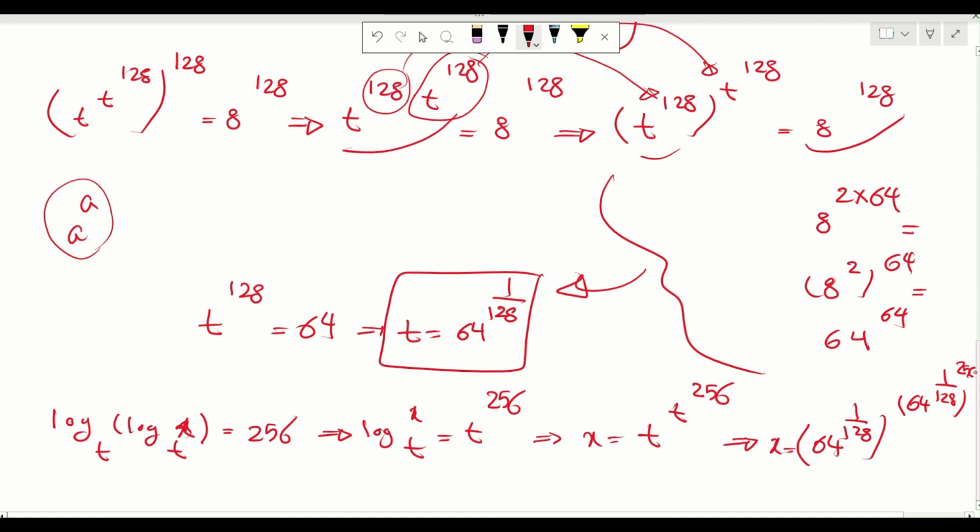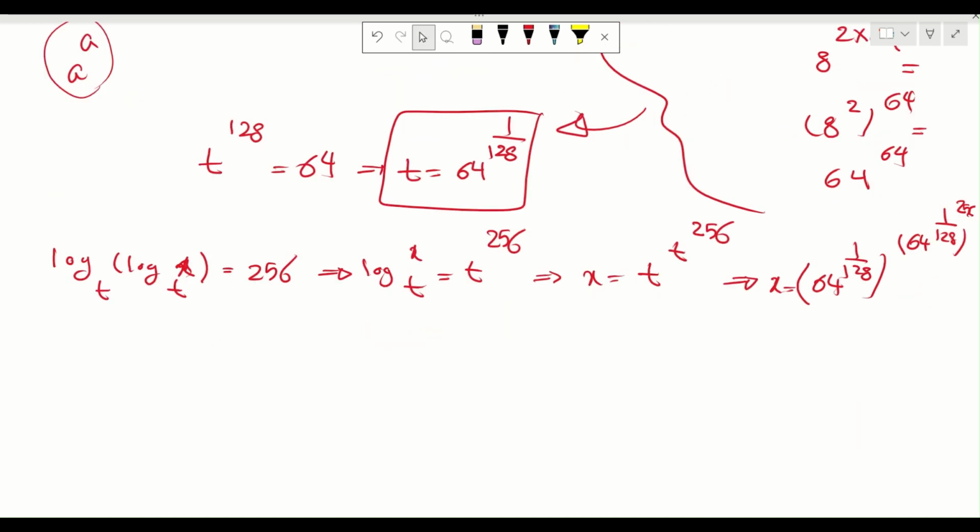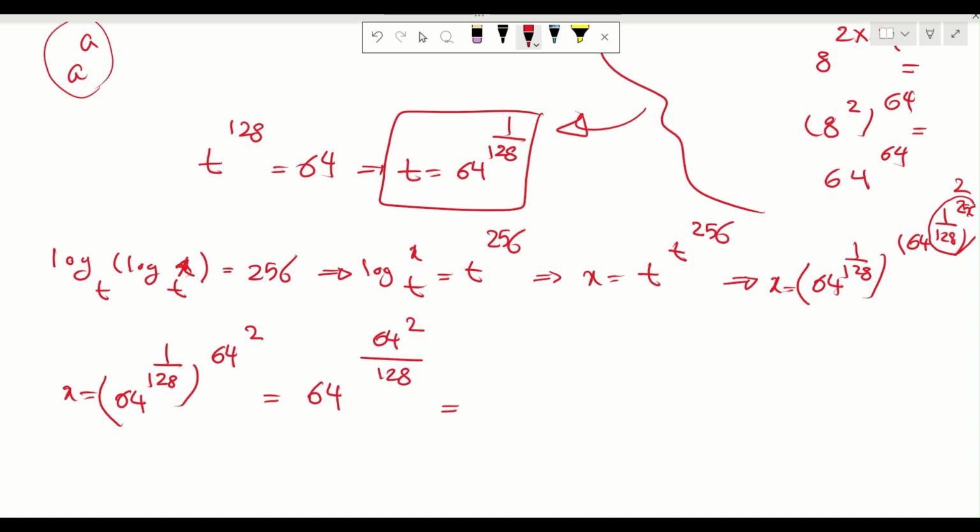So from there I need to apply some more simplification. Obviously this is going to be 2, so then I have x equals 64 to the power of 128 to the power of 64 to the power of 2. Then it's going to be 64 to the power of 64 to the power of 2 over 128, or 64 to the power of 32.